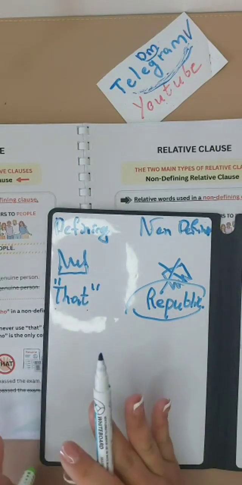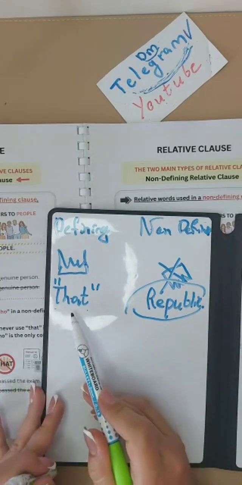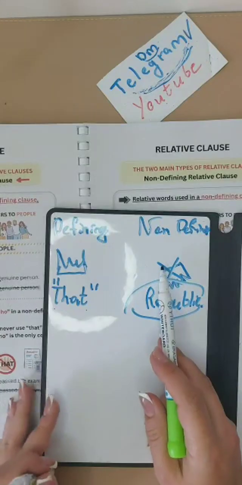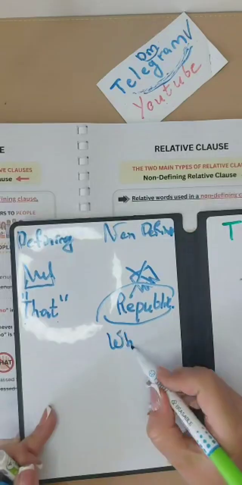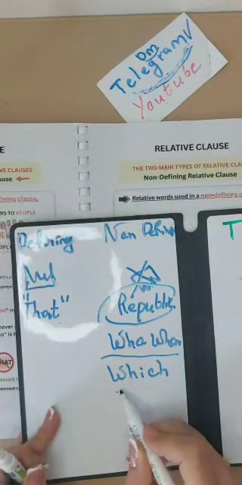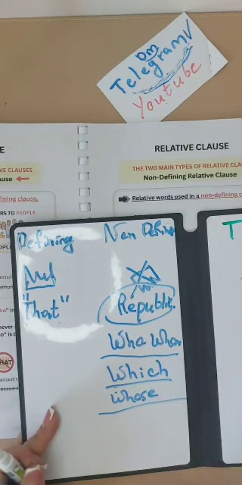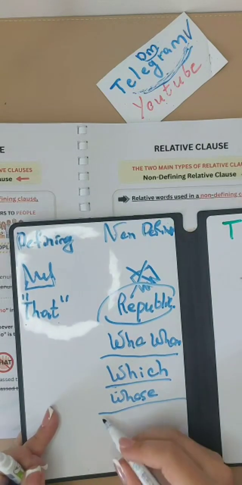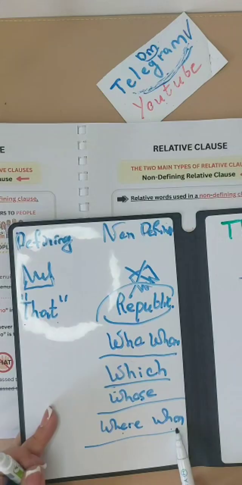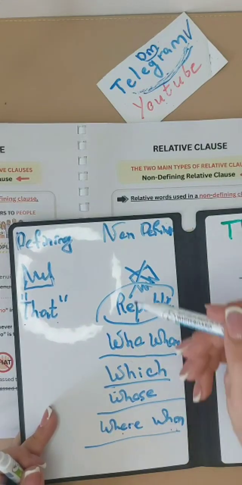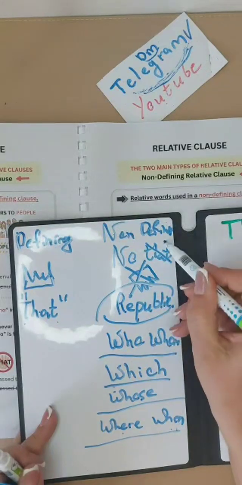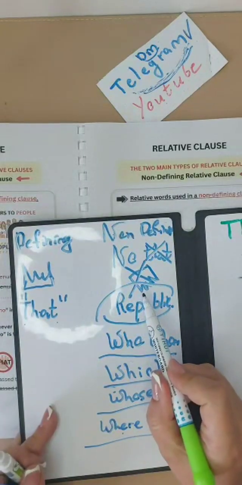We cannot replace relative words with that in non-defining relative clauses. We can only use who and whom for people, which for things, whose when we talk about possession, right? Where, when, describing places or time. When we need these words, we use these words. Know that. We don't have the king, okay?